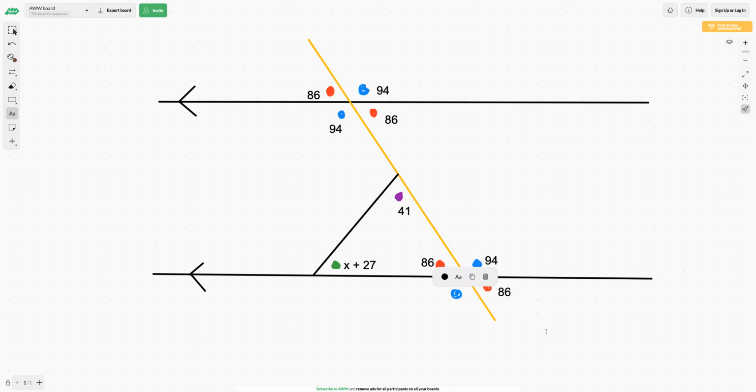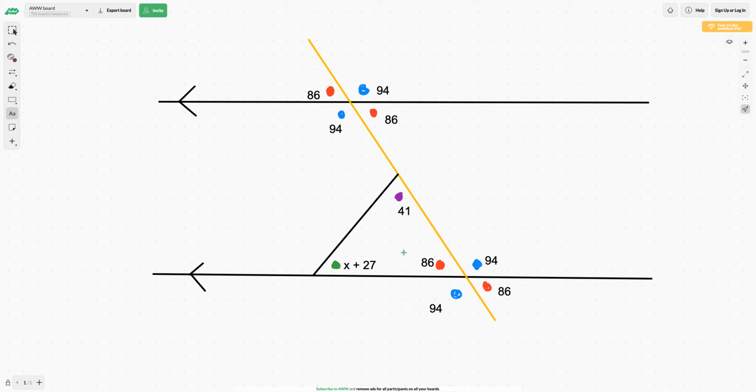So this is 86. And now for this angle, there are many different ways, but I'm going to use this angle again. This angle and this angle are what we call same side exterior. They're on the same side and they're both outside of the parallel lines. So these same side exterior angles are supplementary. So this one is equal to 94. And I don't know if I said it, but alternate exterior angles are congruent. I don't think I said that earlier, but I said it now.